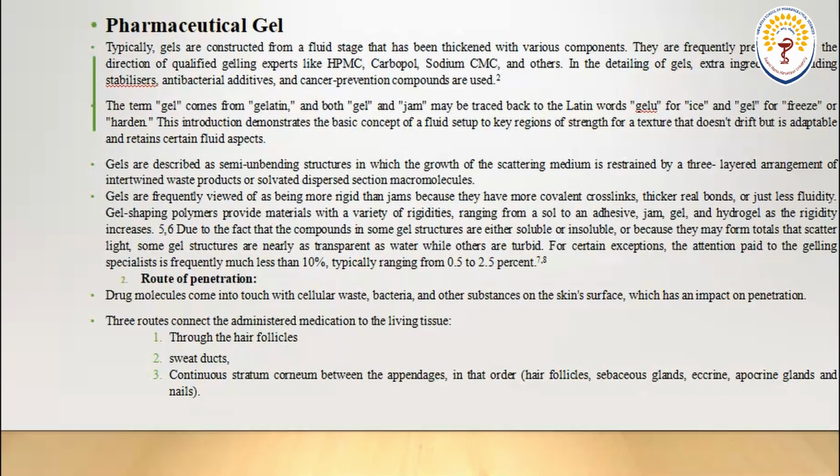Route of penetration of gel. There are three routes from which gel can penetrate into the skin. Number one, through the hair follicles, through sweat ducts, and through the continuous stratum corneum.